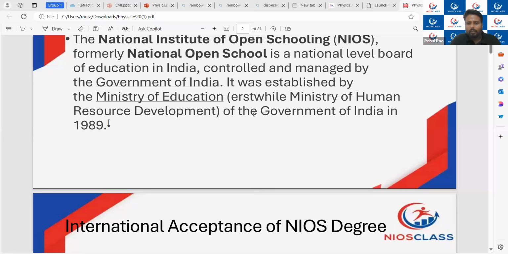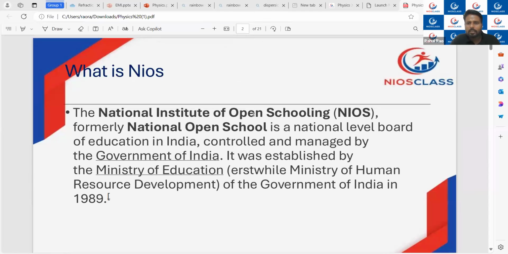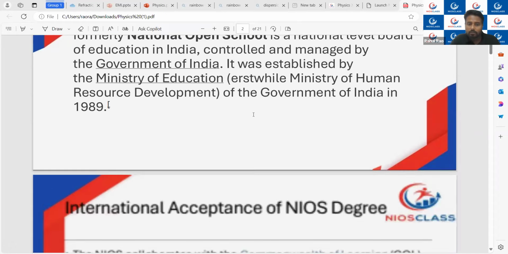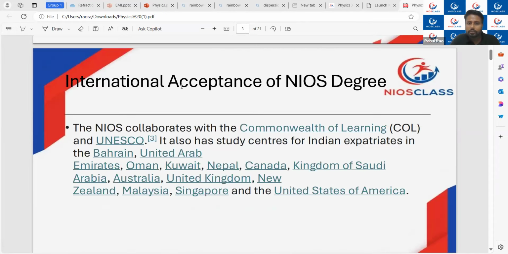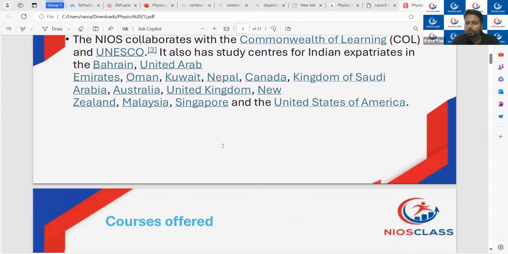Correct. Next is the international acceptance of the degree. NIOS collaborates with the Commonwealth of Learning and UNESCO. It also has study centers in countries such as Bahrain and the United Arab Emirates. Its centers work in India, but they are working in other countries as well. That's why I tell you its degree is valid all over the world. So no need to worry.